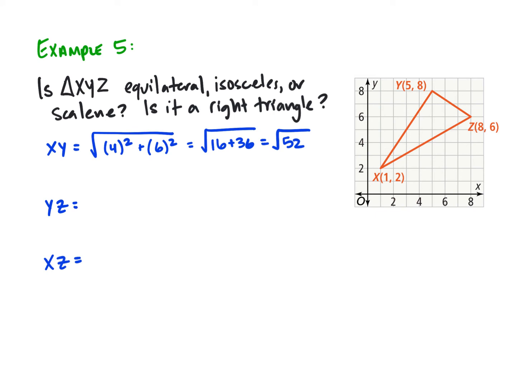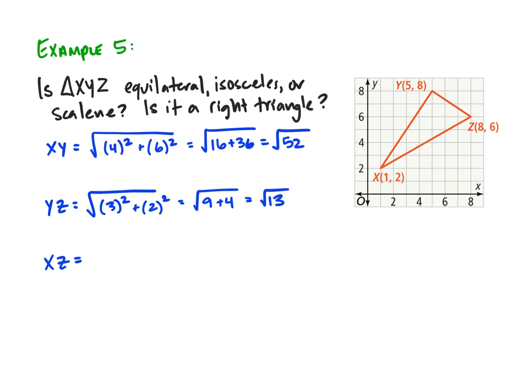For y to z, our x's are different by 3. One's a 5 and one's an 8. And the y's are different by 2. One's an 8 and one's a 6. So this is the square root of 9 plus 4, which is the square root of 13. So you can see right away we can eliminate equilateral, which looking at the picture we probably could do anyway, because those two are not the same length.